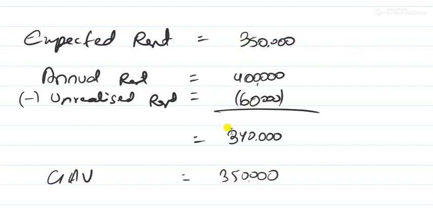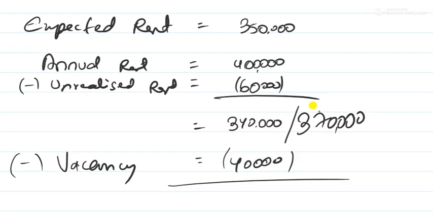Suppose here the figure is 3,70,000, and it is compared with expected rent, so he is considered to be an honest assessee. Vacancy will be considered. Suppose my vacancy is 40,000. So in this case, after deducting unrealized rent, my figure is 3,40,000, which is compared with expected rent. It is less than expected rent, so he's a dishonest assessee. So for GAV, vacancy will not be considered. My gross annual value will be 3,50,000.